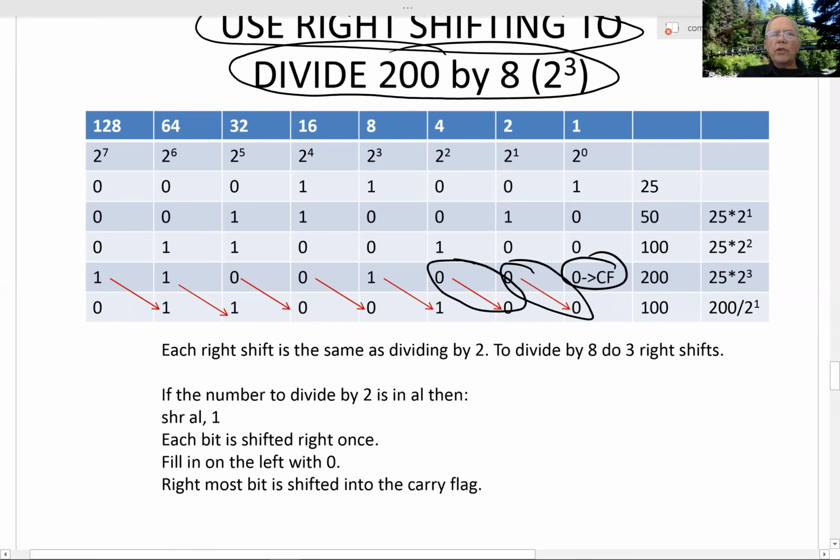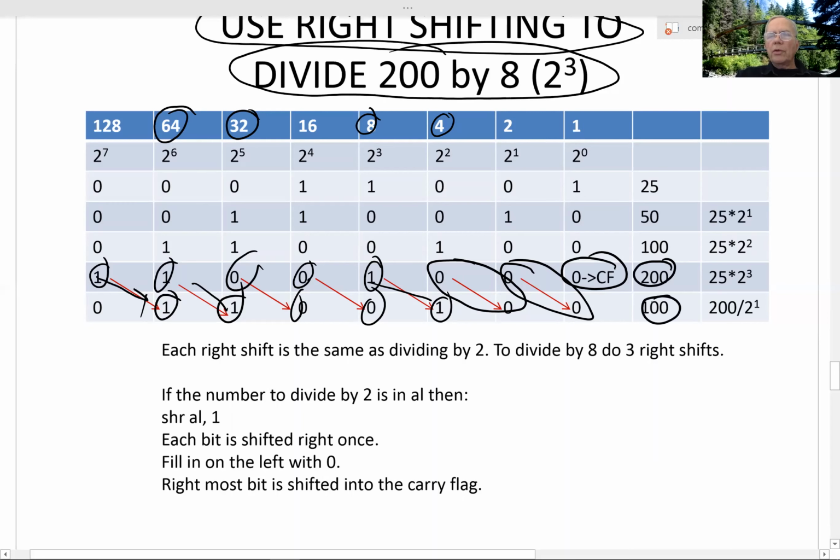So this 1, which was an 8, gets shifted right. Now it becomes a 4. It's divided by 2. And these get shifted to the right. And this 1, which was a 64, gets shifted to the right. Now it's a 32. And this 1, which was a 128, gets shifted to the right. It becomes a 64. So after one right shift, our 200 is now 100, which is the same as 200 divided by 2 to the 1.